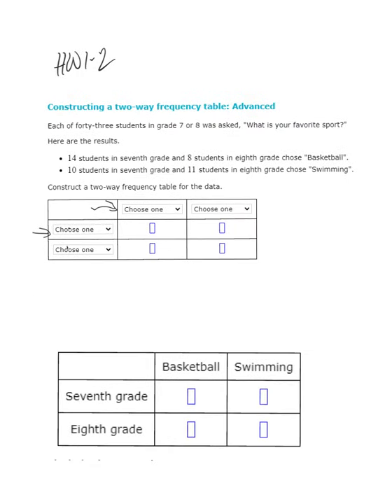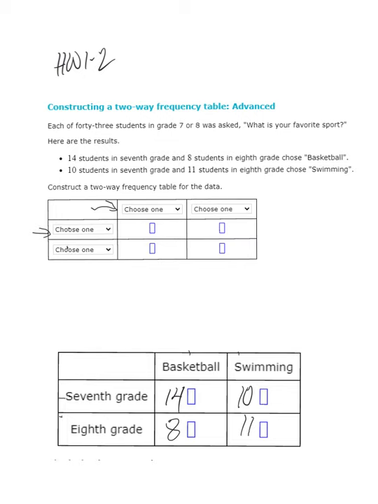So when we select, we want to select something like this. We'd pick the 7th and the 8th grade. They'd go together on one side, while the different sports would go on the other side. And then we just plug things in. So it says we had 14 students in the 7th grade that like basketball. So we come in here and we plug in 14. And then we got eight students in the 8th grade that like basketball. And then we got 10 students in the 7th grade that like swimming. And we have 11 in the 8th grade that like swimming.